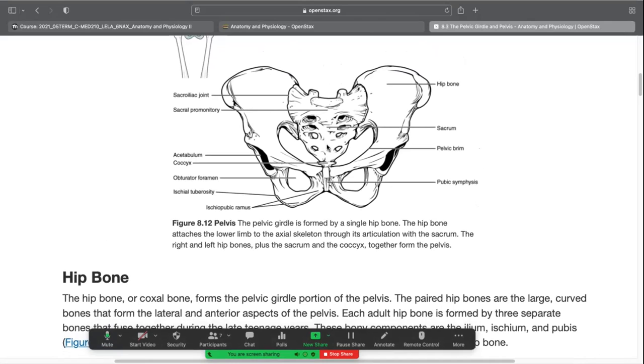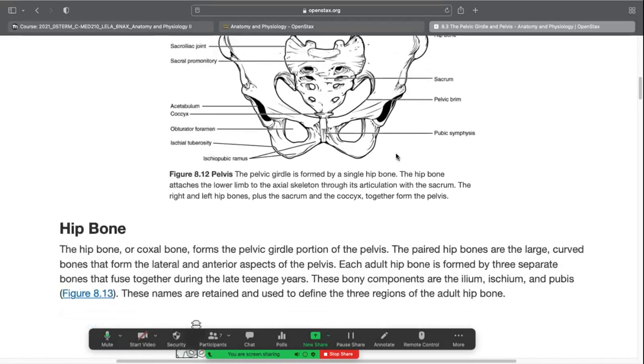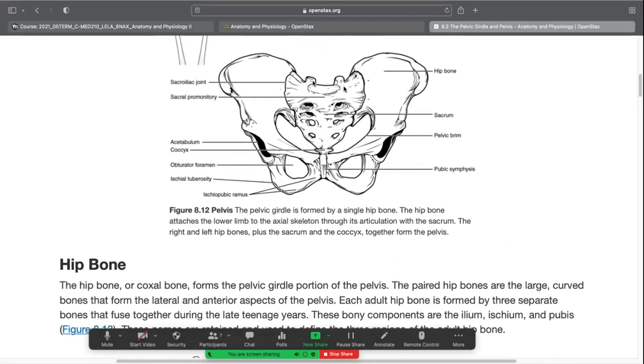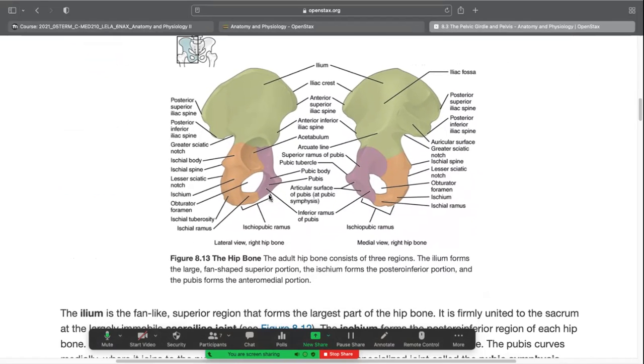Now, there are differences between male and female. Of course, the female sacrum and pelvic girdle is going to be wider and deeper to accommodate baby. Male will be thinner and less diameter. And again, for future training, you're eventually going to have to know all of this.